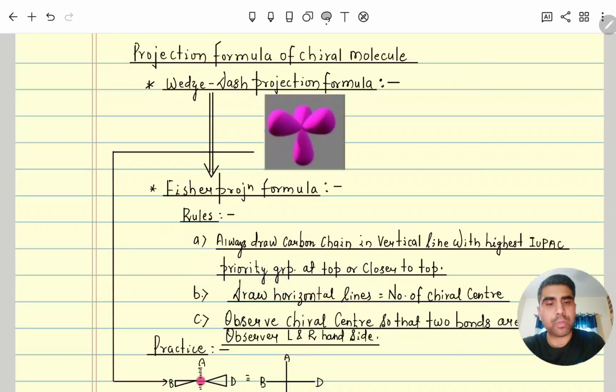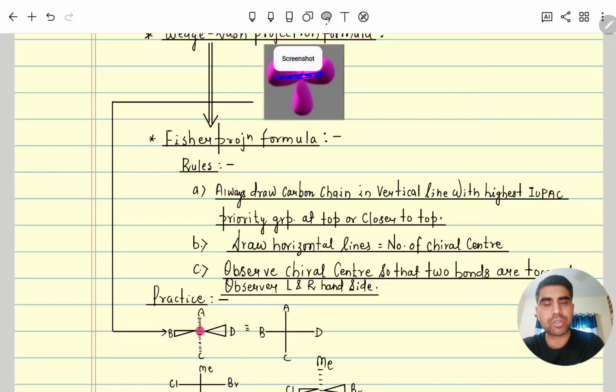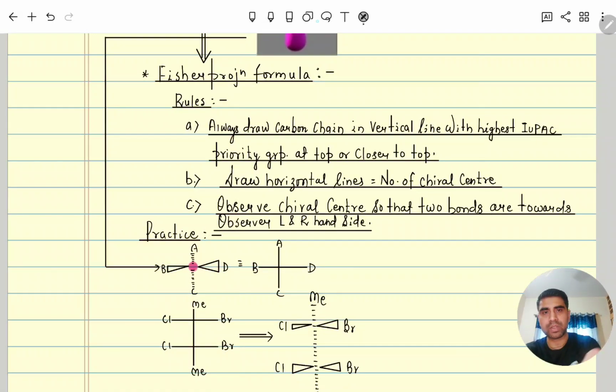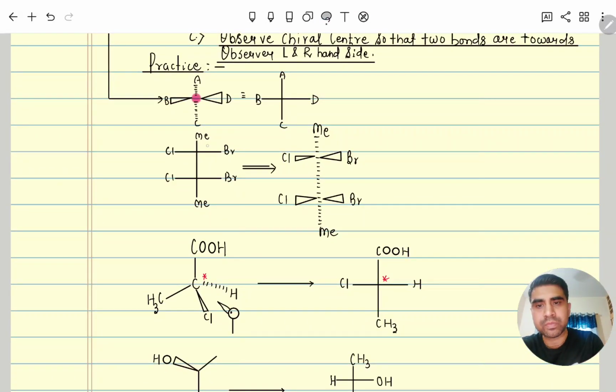And draw horizontal lines as many as there are chiral centers, and then observe each chiral center, where two bonds are towards the observer, left and right. This one towards the observer is the dash wedge, as in the Newman projection. So this dash wedge we can now represent in the Fischer projection. In the Fischer projection, you should always see that these two atoms are coming towards you and these two are going away from you. Like here, this is the Fischer projection. This is the longest carbon chain, and the highest priority functional groups are near the top. This long vertical line is going away from us, and the horizontal lines are coming towards us. There will be as many horizontal lines as chiral centers.